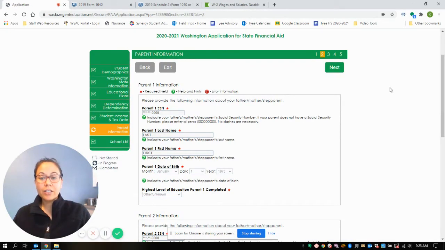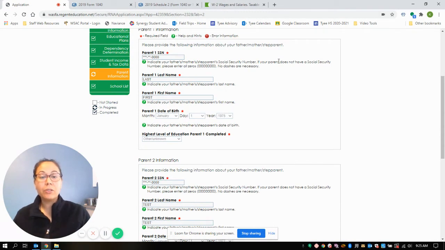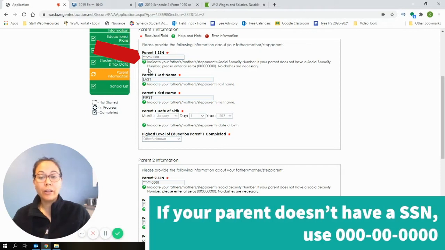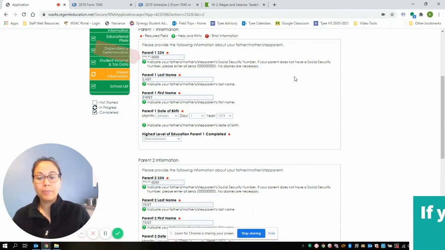And then in this next section, you decide who is parent one and who is parent two. They're going to ask for the social security number. You're not able to use an ITIN or a DACA number. This is specifically a social security number for citizenship. If your parent doesn't have one, that's okay. They don't need one for the FAFSA or the WASFA. You'll just put in all zeros into that box.